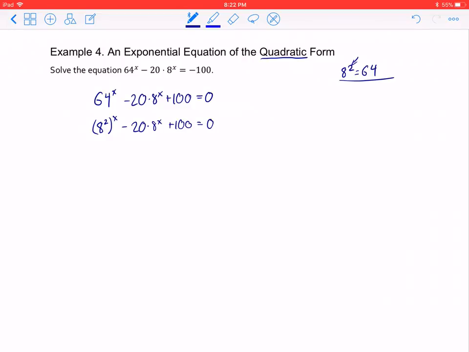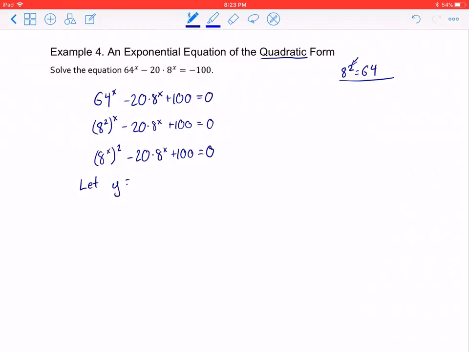Now I'm going to think about this in terms of a power to a power, which means I can multiply exponents in any order, so I can write this as 8 to the x, squared. Ooh, now we're getting somewhere. Squared minus 20 times, here's another 8 to the x, plus 100 equals 0. Now this is something that we're going to do a lot as we get into calculus: we're going to turn this into something else we can deal with by making a substitution.